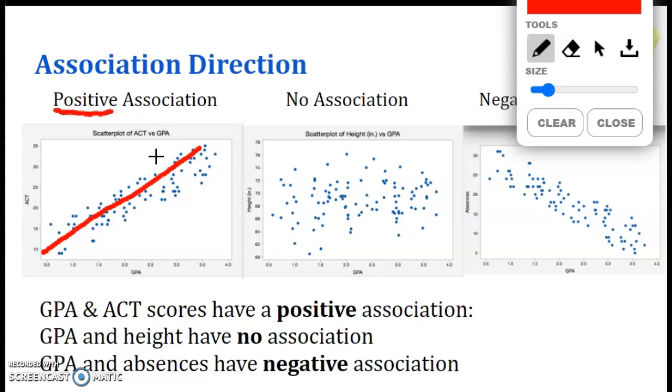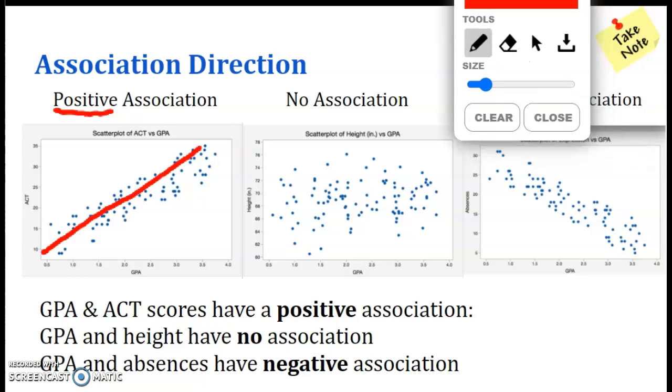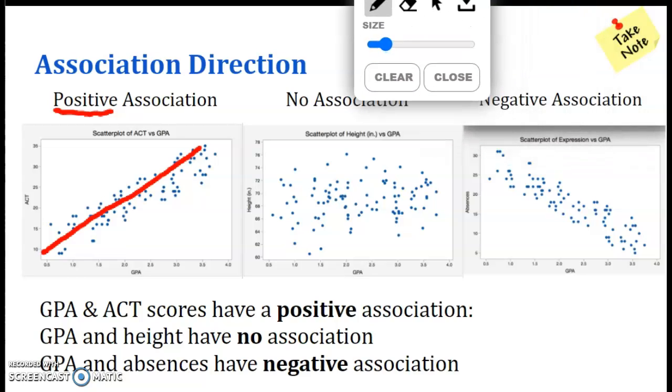Now, if I look at the second one, that's the one where we looked at the height and the GPA. Was there any relationship between student height and GPA? No, there was not, because it seemed like the points were all random. So GPA and height have no association. I would like you to draw something with just random points everywhere. And for the first one, positive association, just put dots along as if it's along a line.